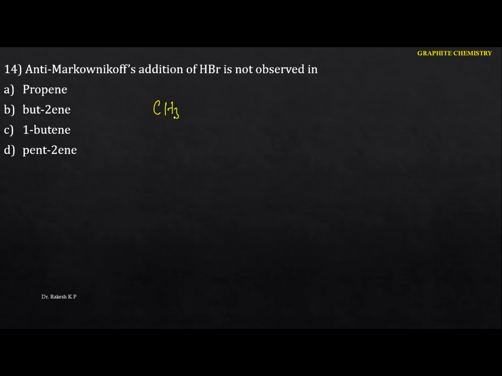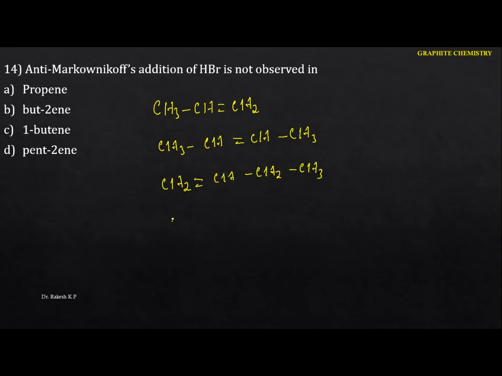The first one is propene, CH3, CH double bond CH2. And next is 2-butene, that is CH3, CH double bond CH single bond CH3. That is 2-butene. The 1-butene is this one, CH2 double bond CH, CH2, and CH3. And next is pent-2-ene. We have CH3, CH double bond CH, single bond CH2, and CH3. So this is pent-2-ene.